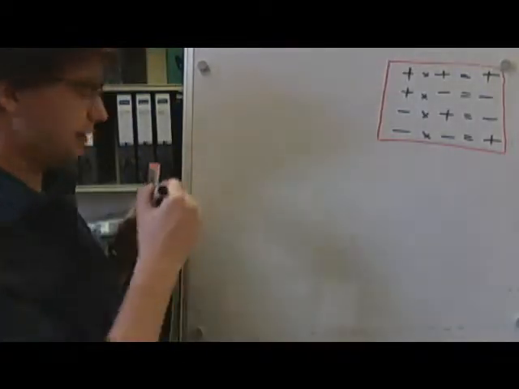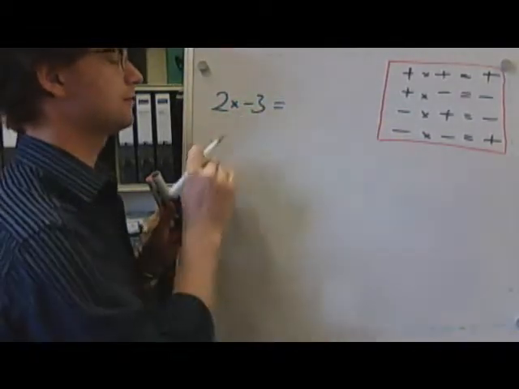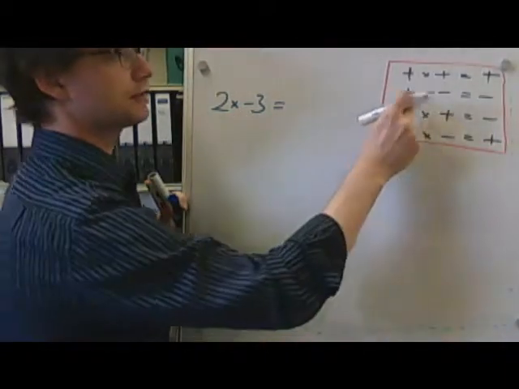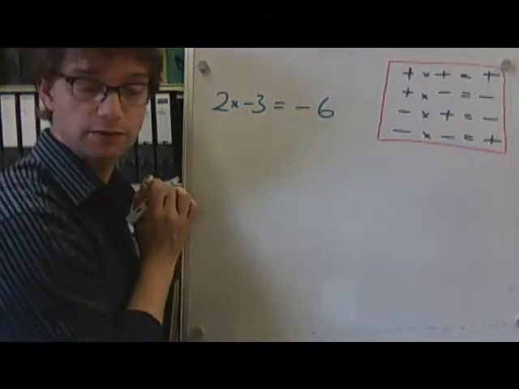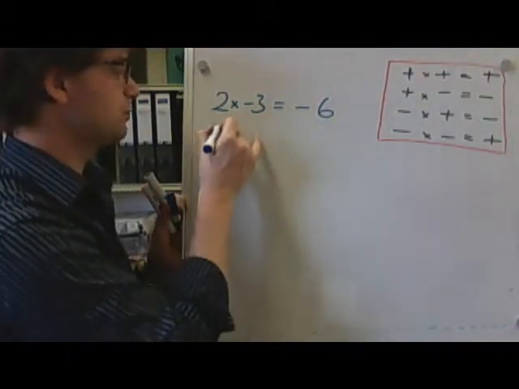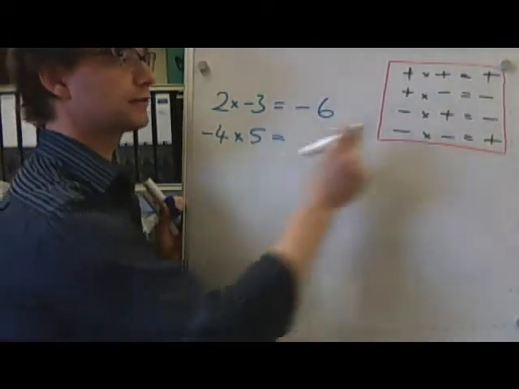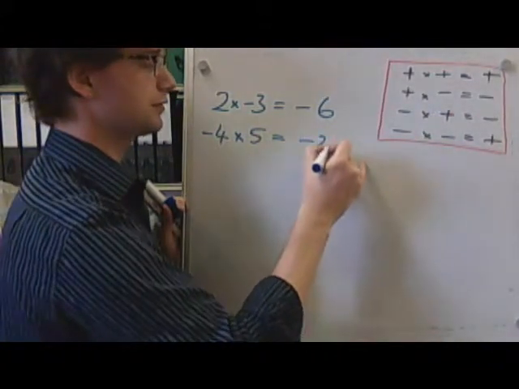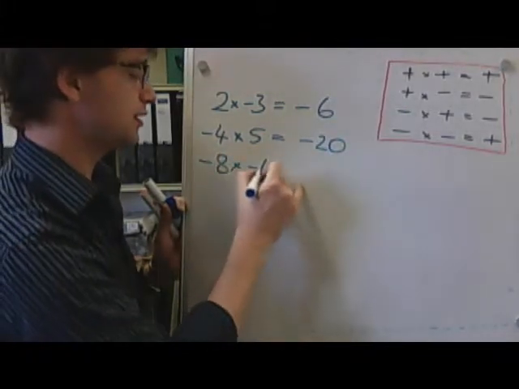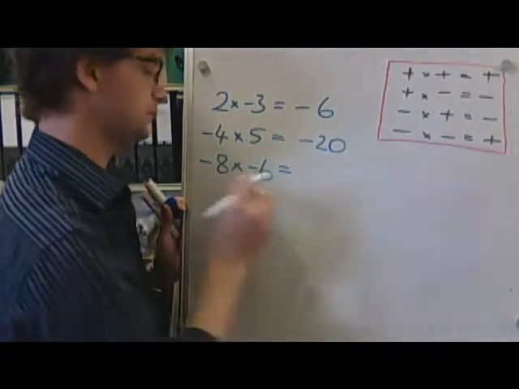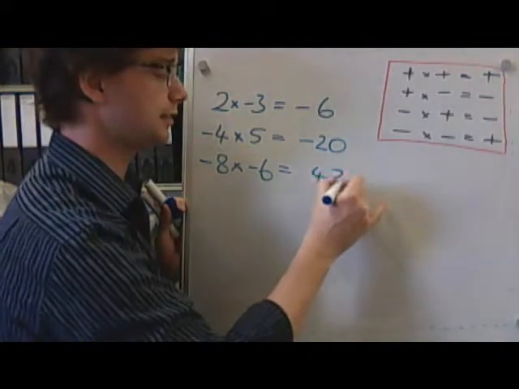So when we're doing something like 2 times minus 3, it's a plus times a minus, so it must be a minus. And we still do 2 times 3. Okay? If we're to do minus 4 times 5, it's a minus times a plus, so minus times a plus is a minus, so it's going to be minus 20. If we're to do minus 8 times minus 6, it's a minus times a minus, which is a plus. So minus 8 times minus 6, 8 6s are 48, so this is just going to be plus 48.